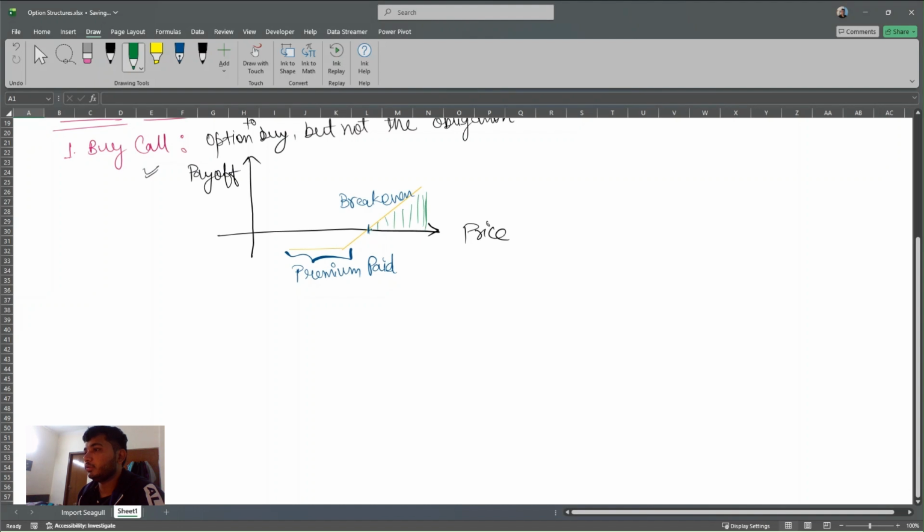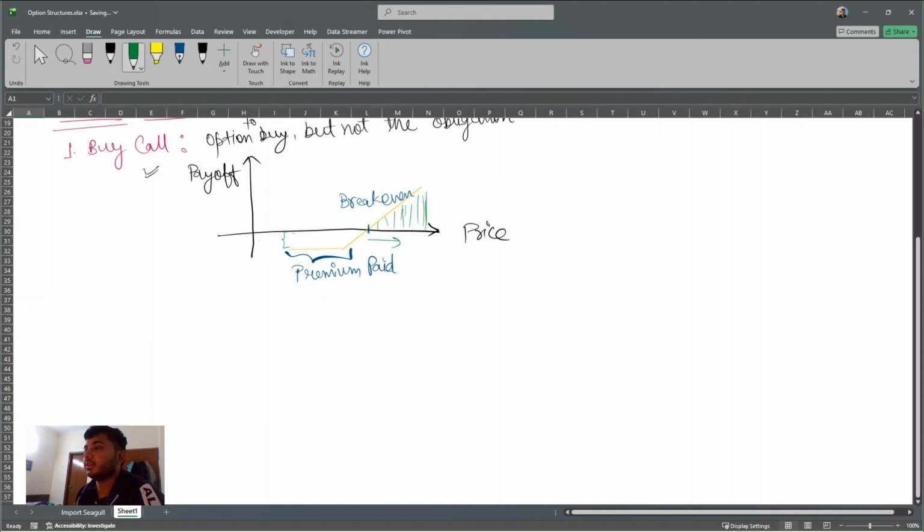So if the market moves beyond this rate, then it will become in the money, and if it does not do so, it's out of the money. The maximum loss that you are going to have is this premium paid. So this is the premium paid that we are going to pay. So it's a simple buy call option.